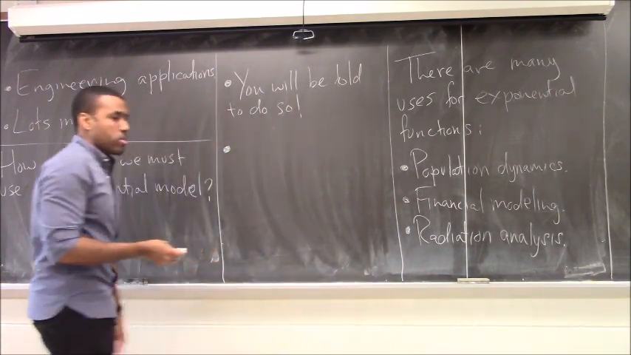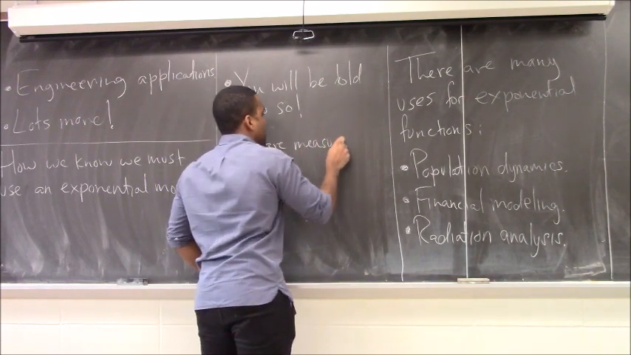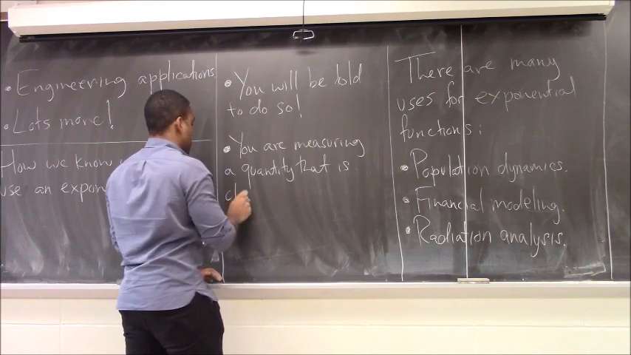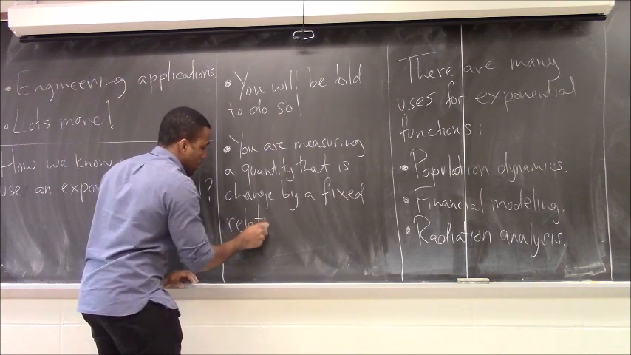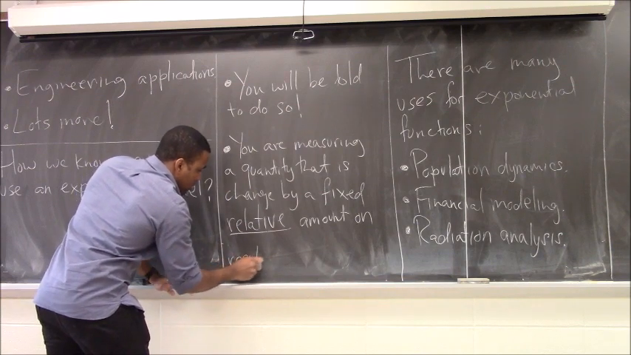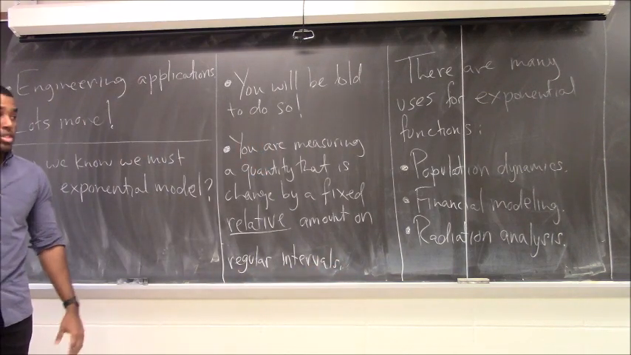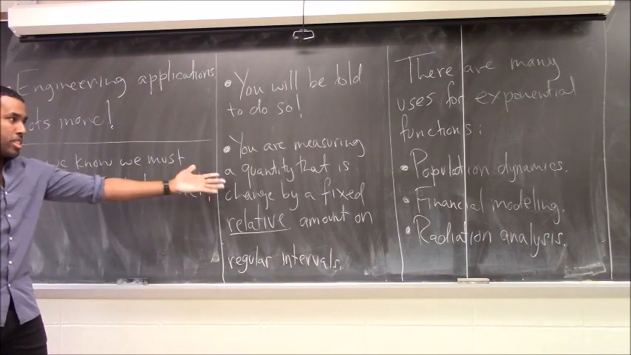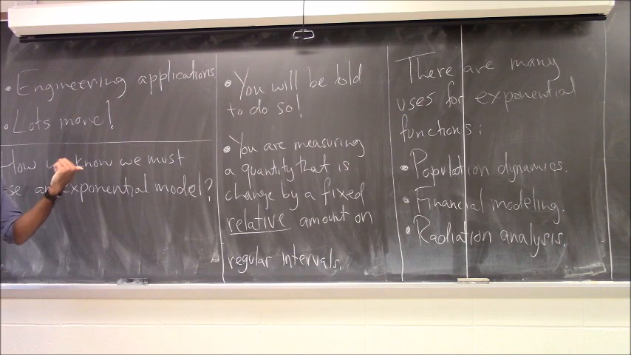Two, and here's where we can distinguish it from, for example, when we should use a linear model. You are measuring a quantity that is changing by a fixed relative amount on regular intervals. And by relative here I mean sort of percentage-wise. So if something is changing by, say, 2% of its value over time, that's an exponential. It's not changing by a fixed percent, because 2% will change as it grows. Okay? So that's called a relative amount. That actually finishes 1.5.